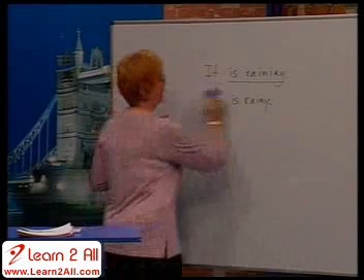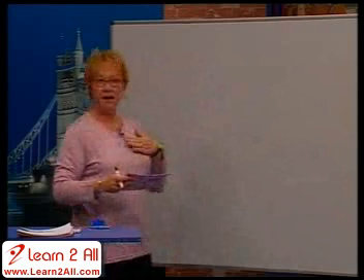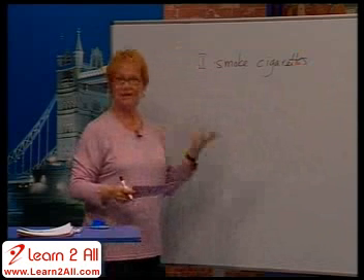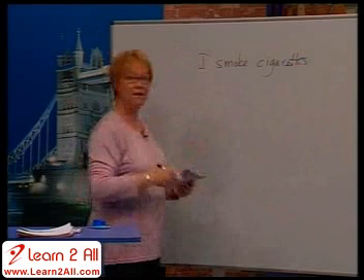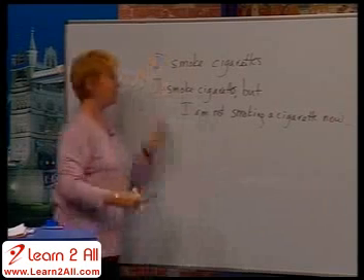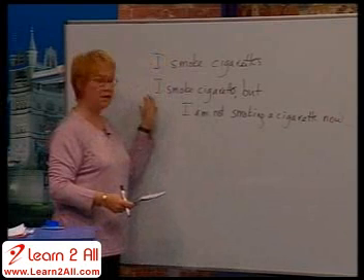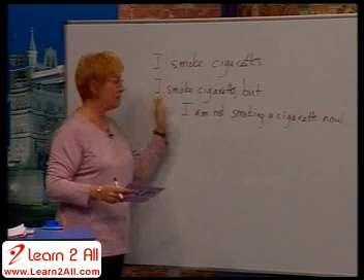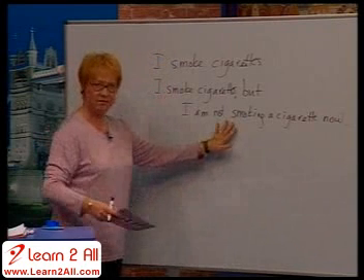Okay, now, here comes the example. I smoke cigarettes. Unfortunately, this is my habit. This is my routine. It's a fact. Okay? I smoke cigarettes, but I am not smoking a cigarette now. I smoke cigarettes, my habit, my routine, but I am not smoking a cigarette now. Okay? So this is the habit, the fact, the routine. This is action. This is continuing action that's actually not happening.